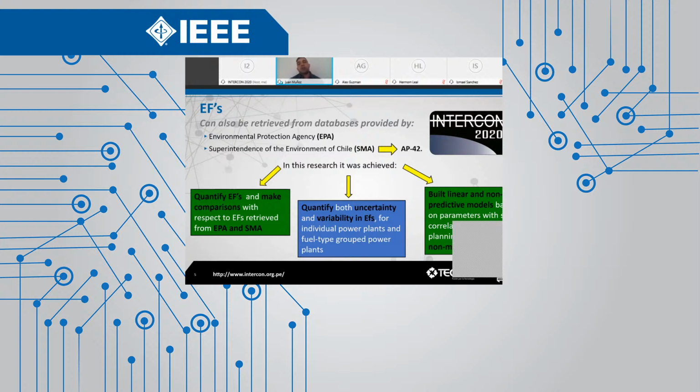And mostly these emission factors are based on the EPA, and other ones are just adapted, modified with the local conditions. So what we did in this research: we have measurements from different power plants in Chile, rated above 50 megawatts. We get historical data from measurements of emissions of these machines in order to quantify this emission factor and also compare it with respect to the ones provided by EPA or SMA.